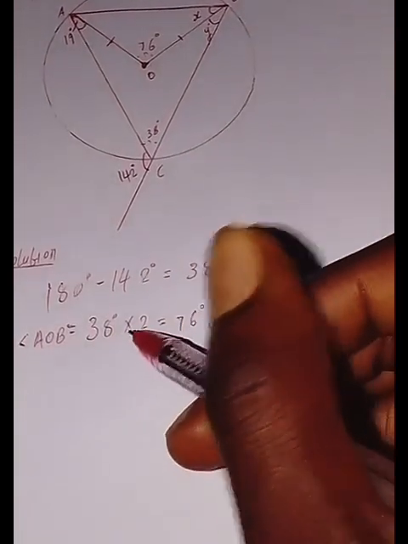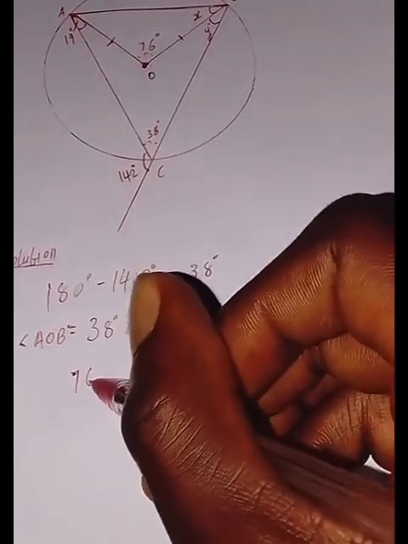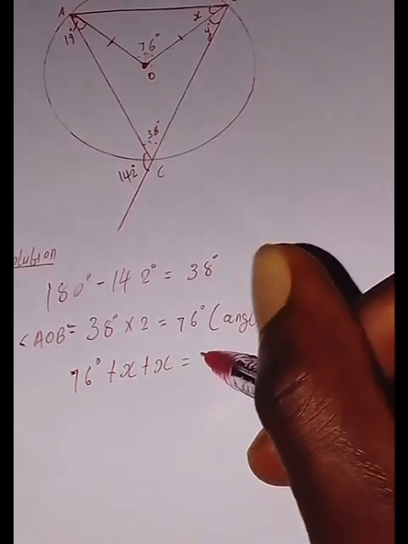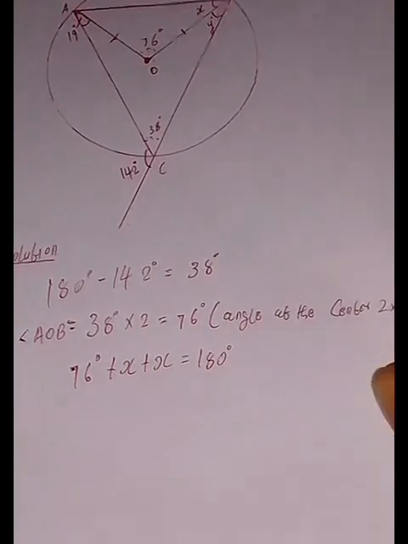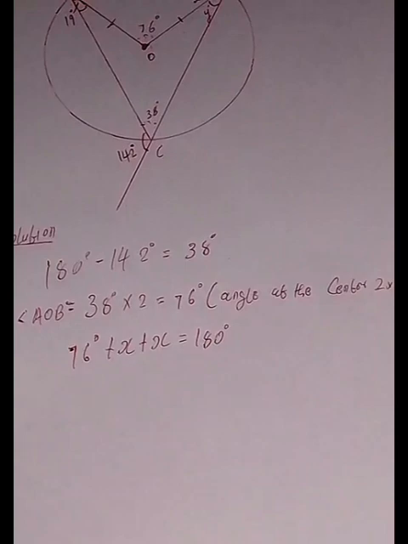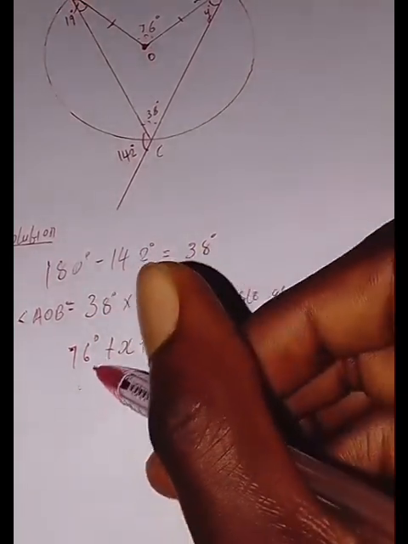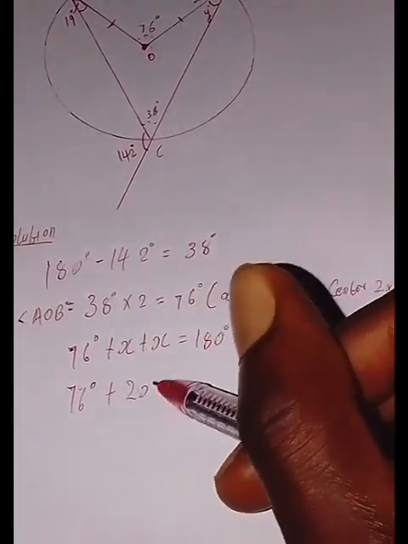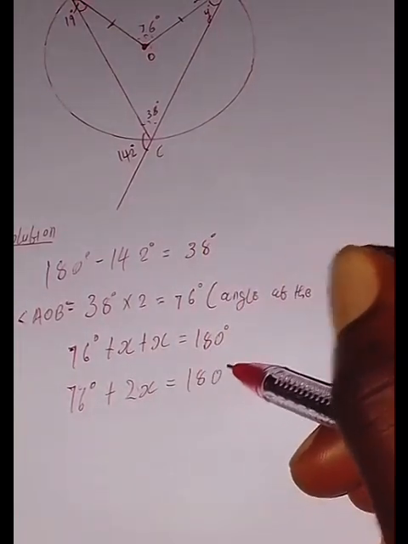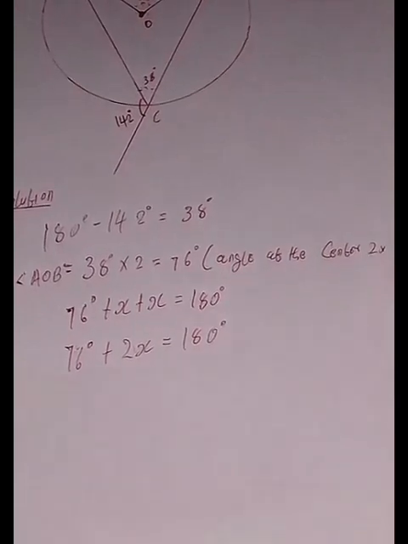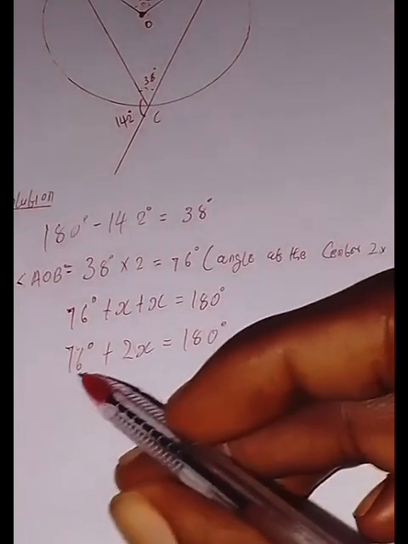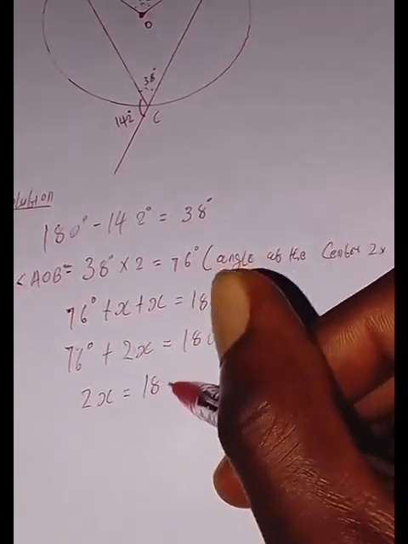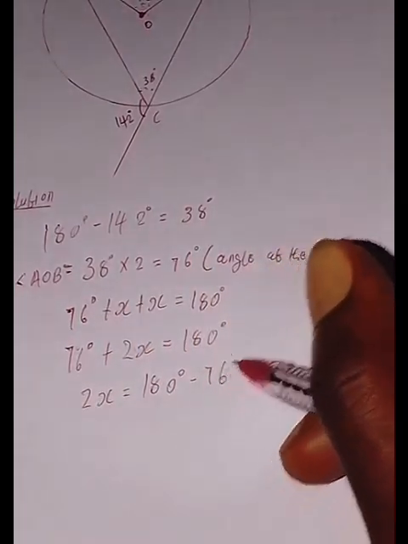So for us to get x here, it means 76 degrees plus x plus x equals 180. And the reason is because the angles in a triangle add up to 180 degrees. So 76 degrees plus 2x equals 180 degrees. Bringing 76 degrees to this side, it becomes 2x equals 180 degrees minus 76 degrees.